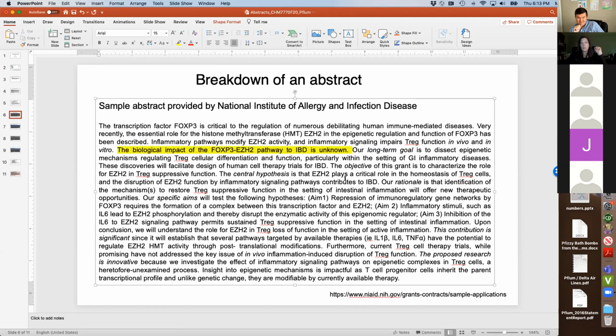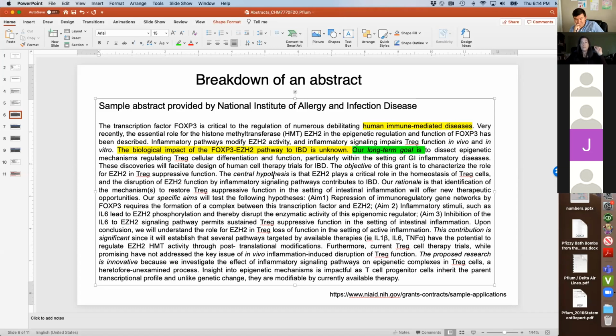Very important, right? What is the field? I would say it's human immune-mediated diseases. Do you see where the long-term goal is? It's pretty easy in this abstract. The author does a really good job of highlighting the long-term goal. Do you see it? Our long-term goal is. That's pretty simple language to make clear what the goal is.